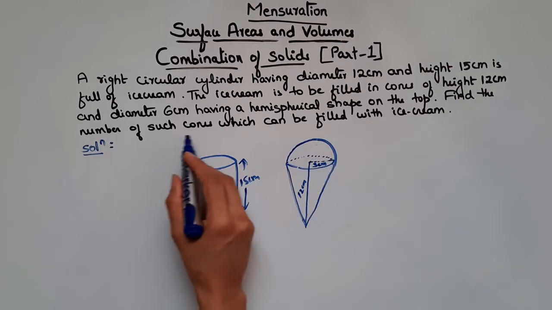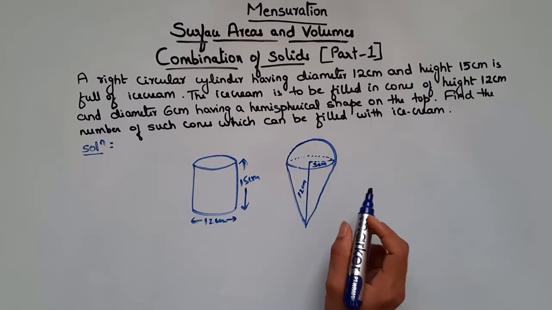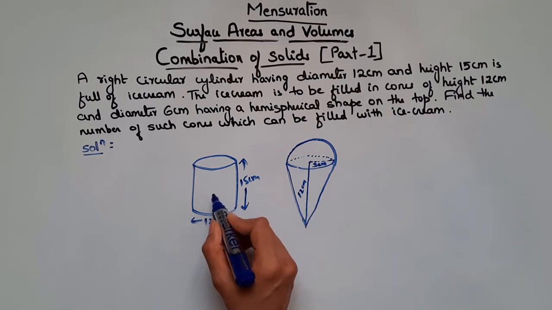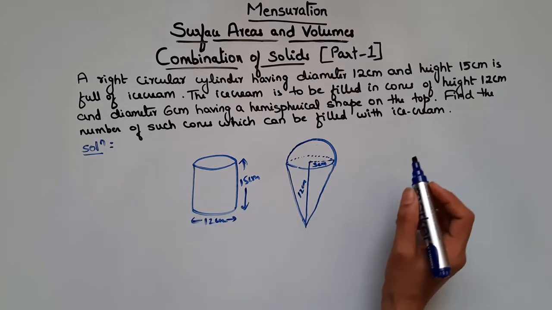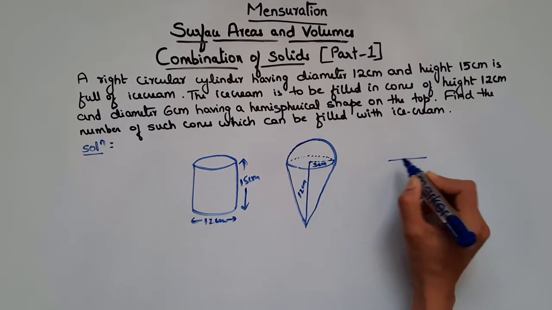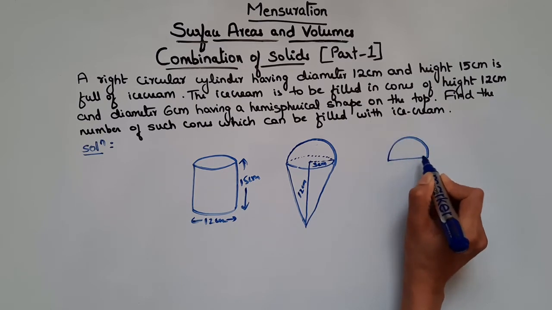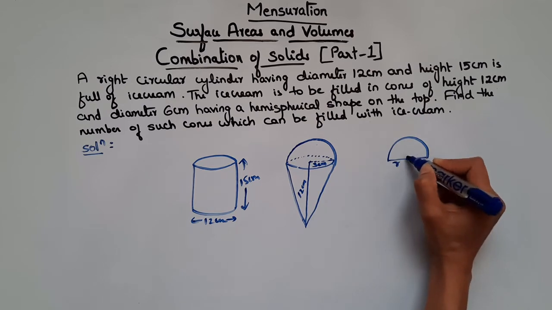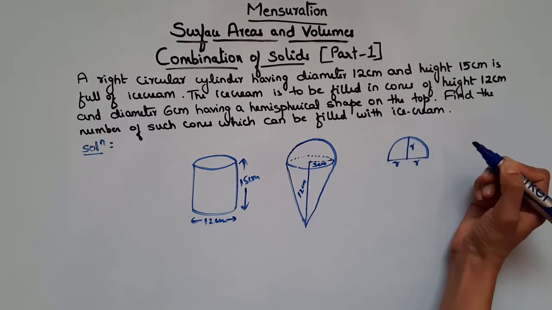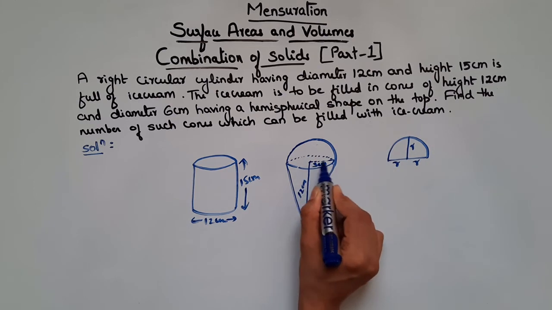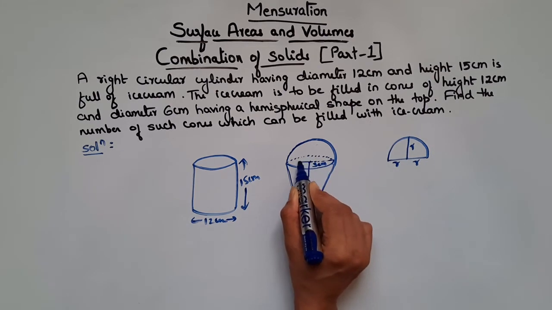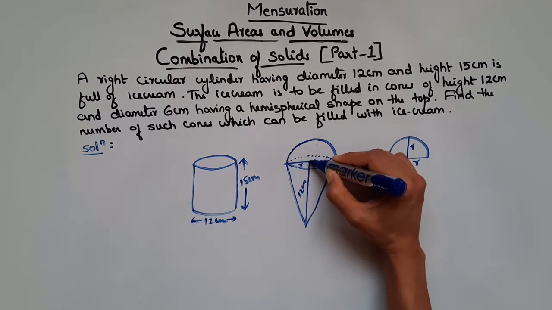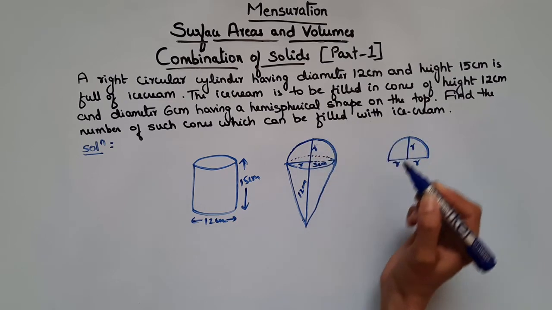So find the number of such cones which can be filled with ice cream, which means we have to find how many such cones are required to empty this ice cream. That we have to find. So one thing you have to remember, whenever you have a hemispherical shape, that is a hemisphere like this, if this is the radius, this is also r and this also will be r. This you have to remember. As in this case, this is 3 cm, this is also 3 cm, right? This is r, this is the radius, this is also radius, and also this is also r. This you have to remember.